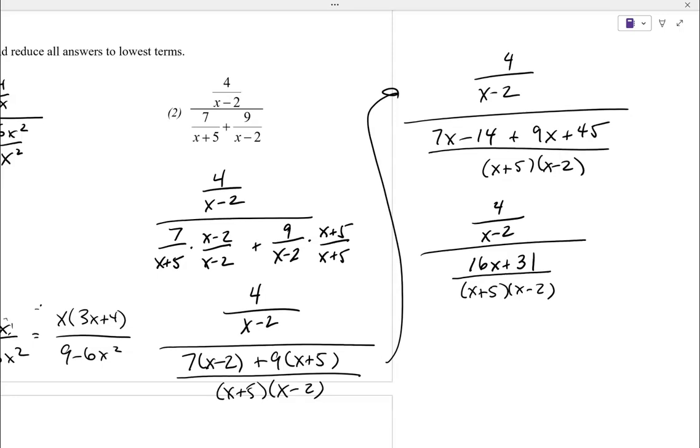I know it looks a little bit messy because we're working on the top and we're working on the bottom, but we're not doing anything new. Right? This is the stuff that we did in the last section. Now we've got a single fraction on top, single fraction on bottom. How can we rewrite that?